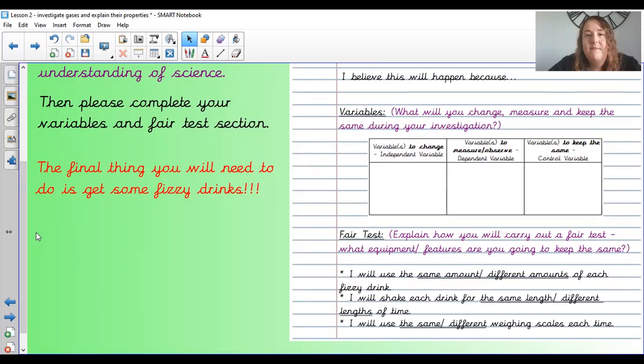Then pause the video here if you don't have the liquids at home. Okay, if you do have the liquids at home, you are very lucky to start with, and hopefully your parents won't mind if you ask if you can use them for a science experiment. You'll still be able to drink the liquid at the end, but it will obviously be a bit flatter because you're shaking the gas out of it.